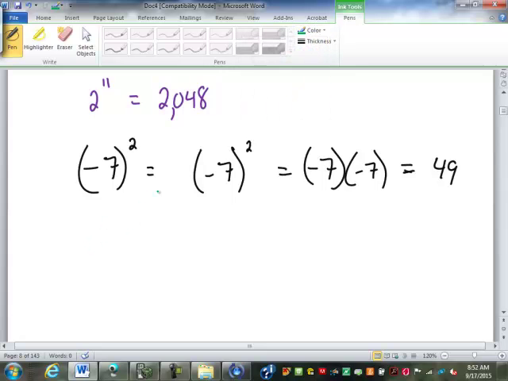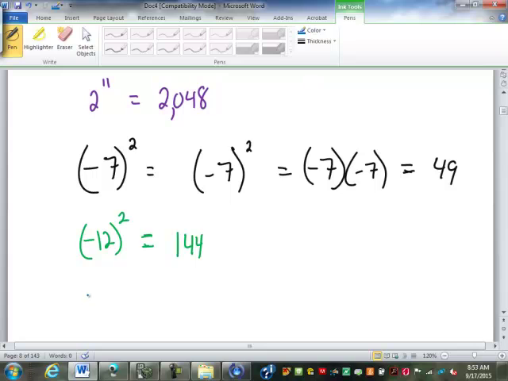So based on that, we know that any number squared is going to have to give us a positive answer. If I have -12 squared, it's going to be positive. It's going to give us positive 144.